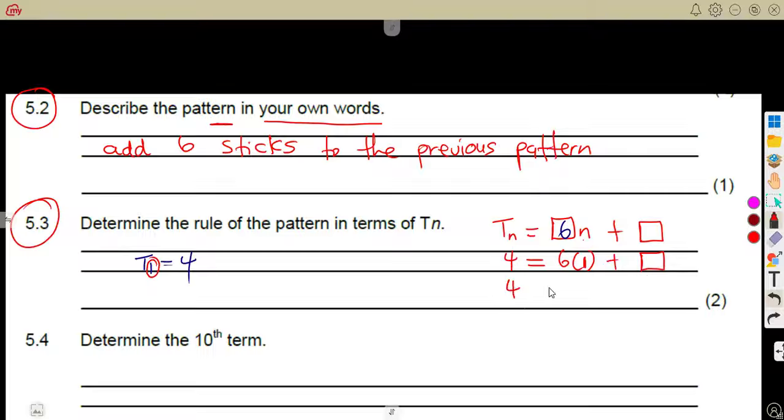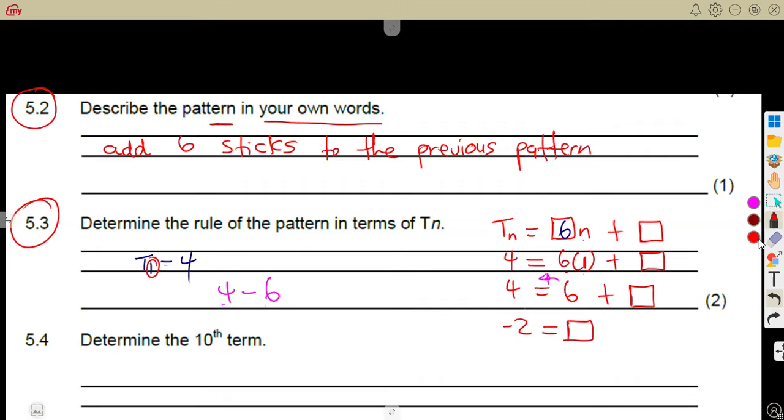So that's 4 is equal to 6 times 1, which is 6, plus what must be added. So let's take the 6 to the other side. That's 4 minus 6. Remember, the moment a number crosses the equal sign, it changes the sign. So 4 minus 6, that's minus 2. So minus 2 is what must be added.